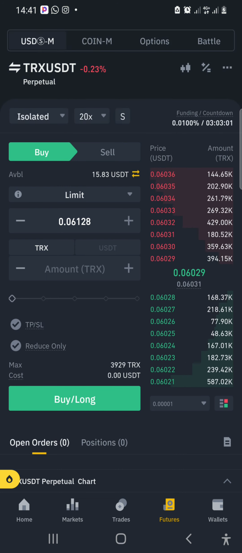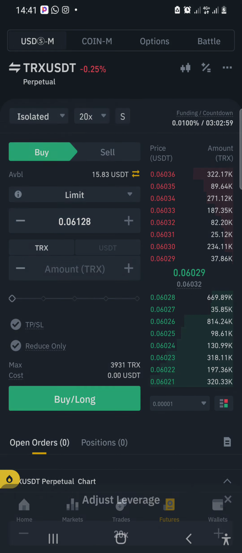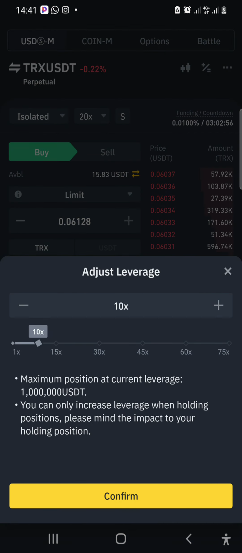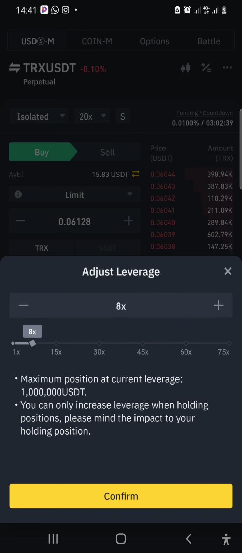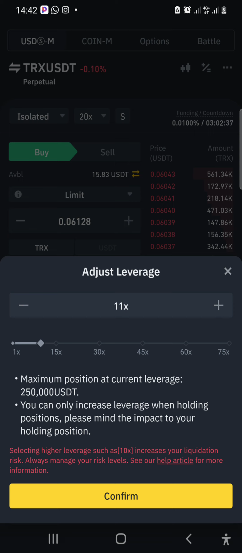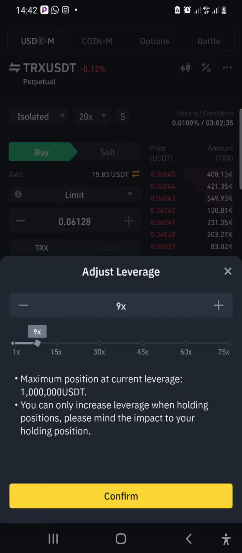So I already made mention of isolated margin. In this case, I will be using 5x leverage, and this is how you set it. You can see the highest leverage is 75. Let me explain how it works. Let's say 10x leverage: if price should drop more than 10%, I'll lose all my money. 10 times 10 is 100% loss.